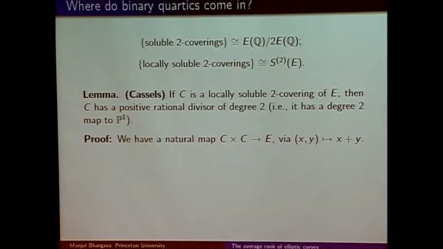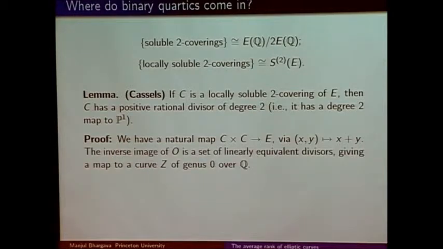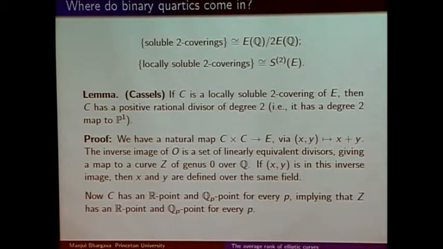And so we have this natural map from C cross C to E, just given by addition, because it was a form of the multiplication by 2 map. So you have this map from C cross C to E defined over Q. And if you take the inverse image of O, the identity, this gives you your involution on C. And modding out by this involution will give you a curve of genus 0 over Q. The point is that since C has a local point at every place, its image gives a local point at every place for this genus 0 curve. So this genus 0 curve has a local point for every place, and so it has to be P1. So if you're a locally soluble 2 covering, then you actually have a positive rational divisor of degree 2, by a local-global principle for genus 0 curves.